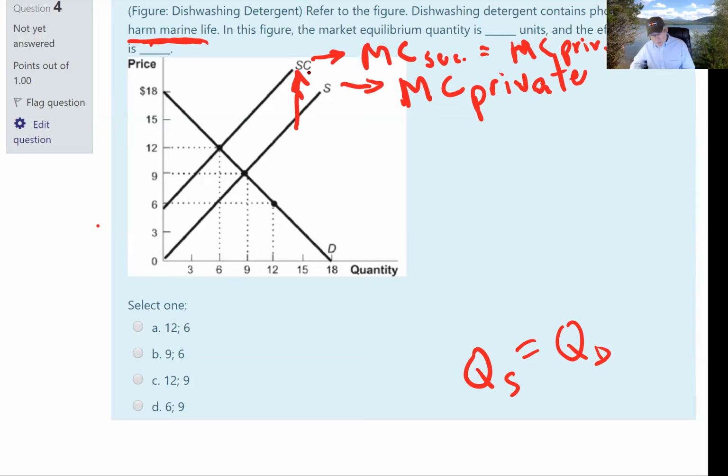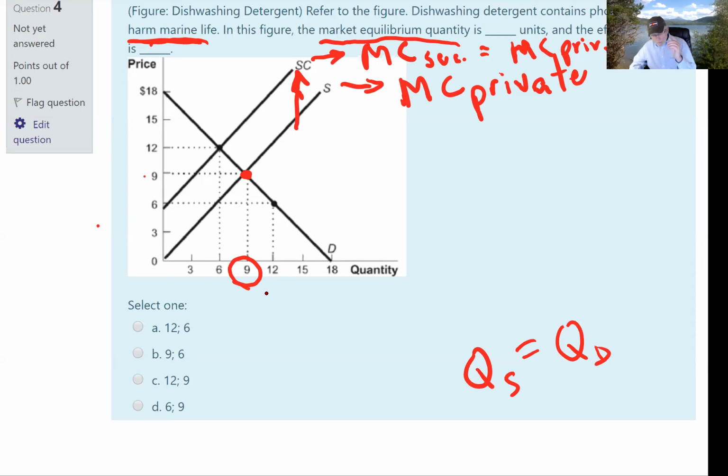Okay, so let's look at the first part. We want to know the market equilibrium. Well, that's just going to be at the intersection of the demand curve and the supply curve. So that's going to be right here. Equilibrium price is going to be 9, and the equilibrium quantity is going to be 9 units as well.